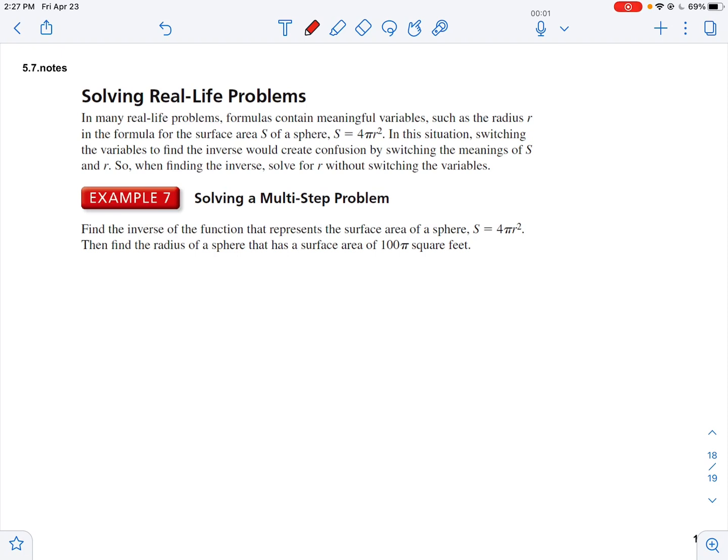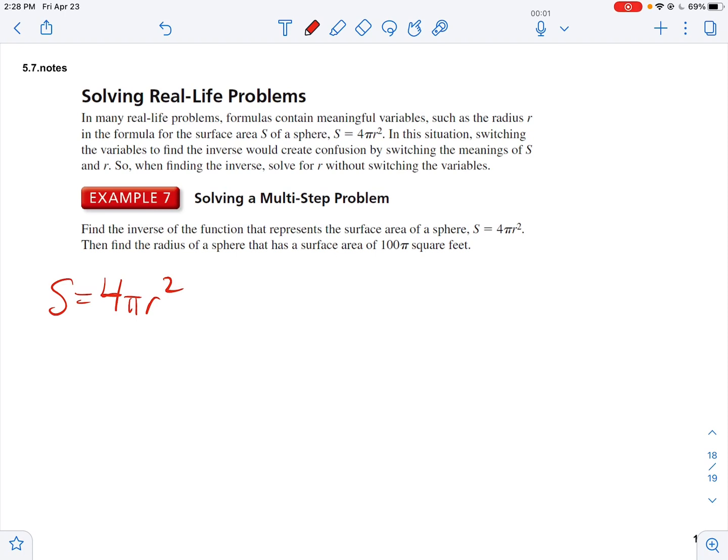So in the equation here, find the inverse of the function that represents the surface area of a sphere. S equals 4 pi r squared. Do I plug in 3.14? No. Pi is a symbol, leave it as a symbol. It can just stay in the equation. It's in the equation they gave you. It can be in the equation you have at the end.